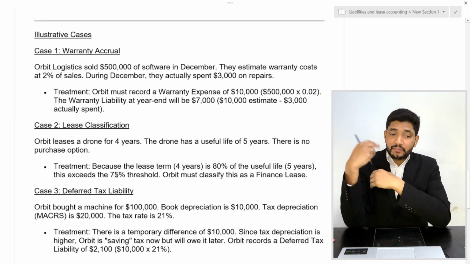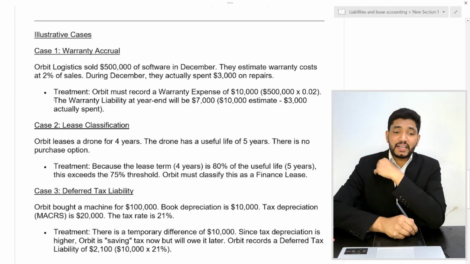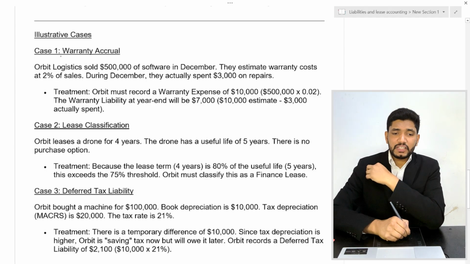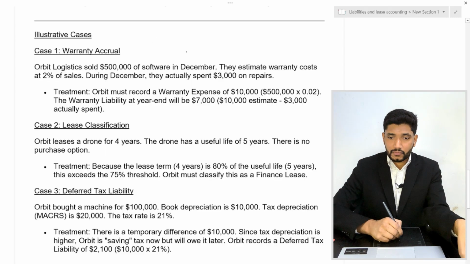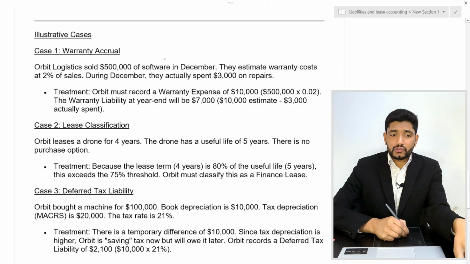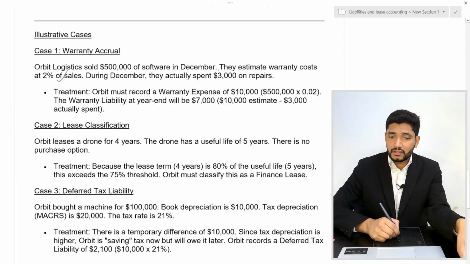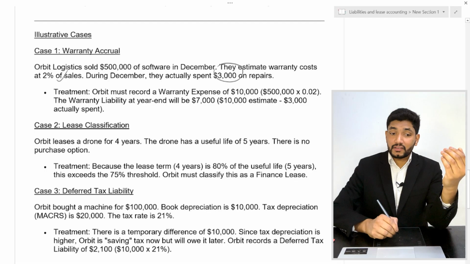So, let us look into some cases. The first thing is warranty liability. Orbit Logistics sold 500,000 of software in December. They estimate warranty cost at 2% of sales. During December, the actual spend is 3,000 on repairs. So, how will you treat this situation?